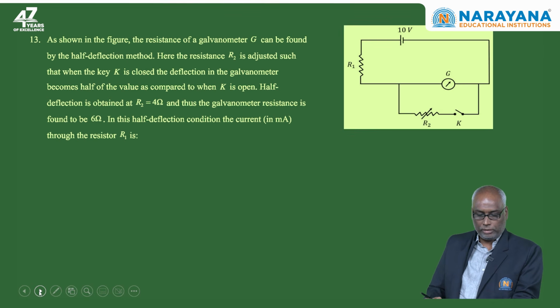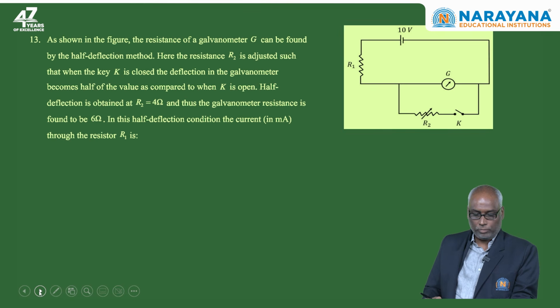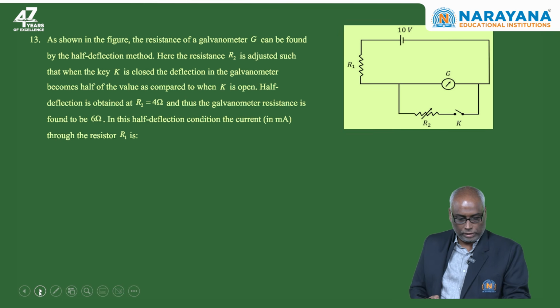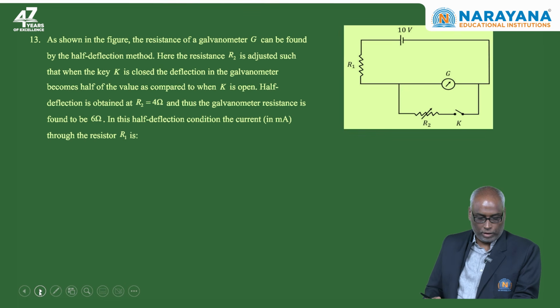As shown in the figure, the resistance of the galvanometer G can be found by the half deflection method. Hence, the resistance R2 is adjusted such that when the key K is closed, the deflection of the galvanometer becomes half of the value as compared to when K is open. Half deflection is obtained at R2 equal to 4 ohms, and thus the galvanometer resistance is found to be 6 ohms. In this half deflection condition, the current in milliamperes through R1 is dash.